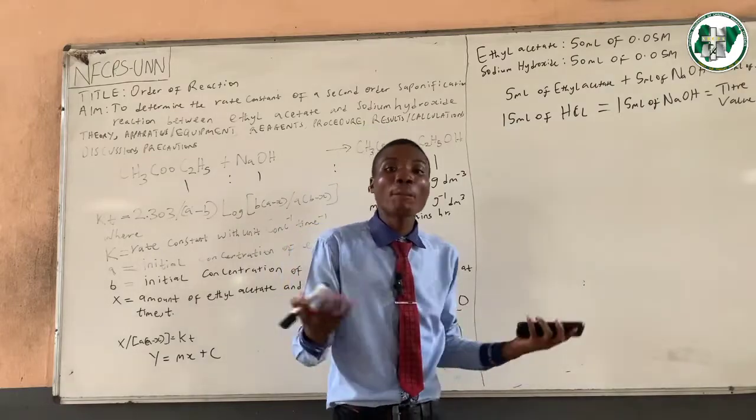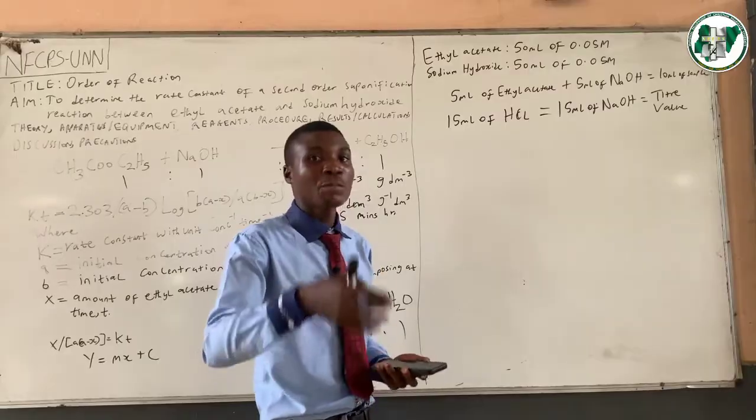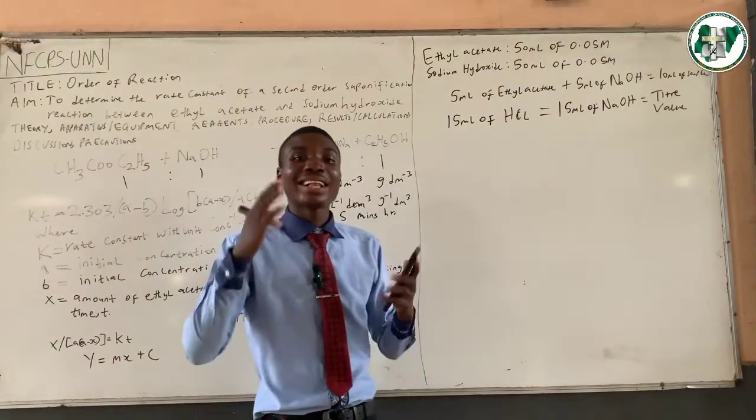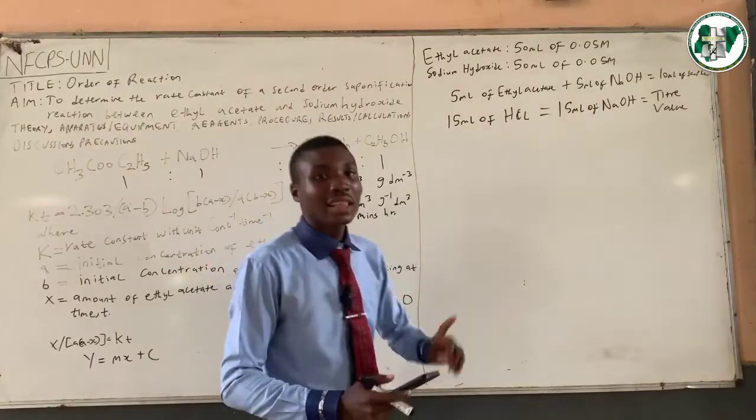Very simple. How much acid did you add to it? You added 20 ml of acid. It simply means that you do your 20 ml minus your titer value. That automatically is going to give you the volume of acid that reacted.